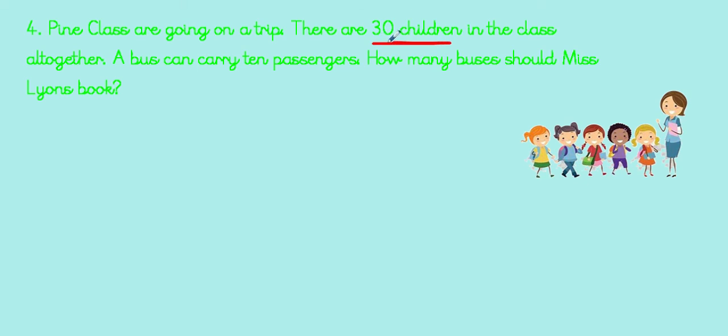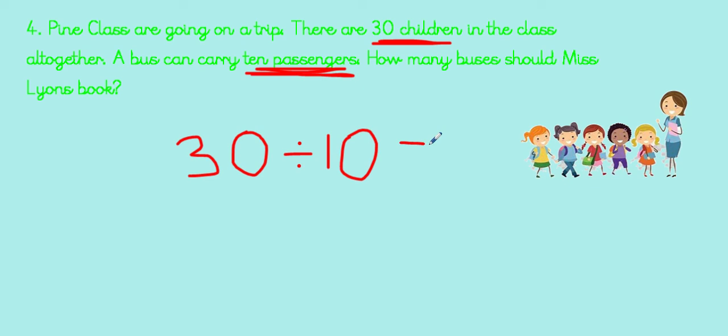So there are 30 children in total. That's our total, so let's write it down. 30. And we're going to share them or group them into groups of 10, aren't we? Because there are 10 passengers on each bus, and we want to know how many buses we're going to need. So, remember we could draw it. Now we know what's in each group, but we don't know how many, so we're going to draw one bus.